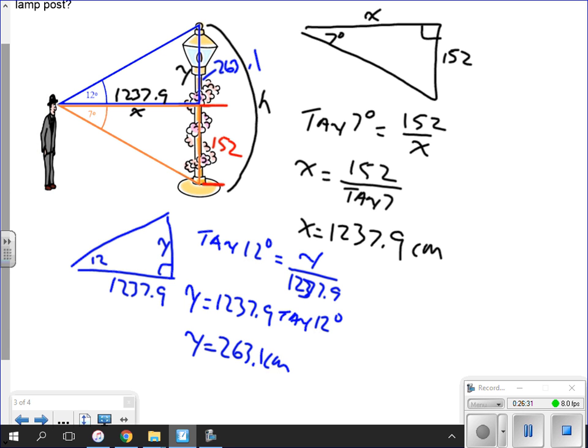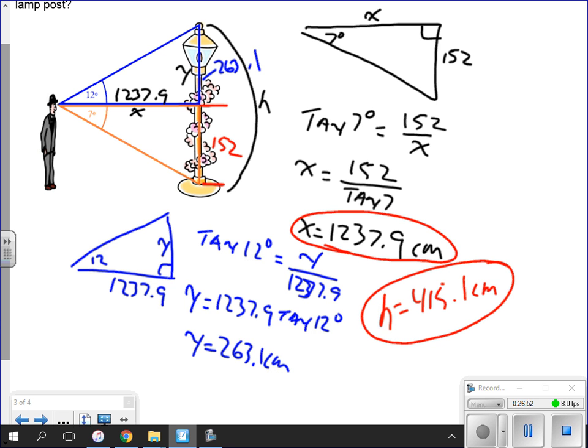Does that answer my question? What do I need to do? Add the two together. So my height, add those two together and you get 415.1 centimeters. And then we did the distance, that was the distance away, that was the other one we were looking for.